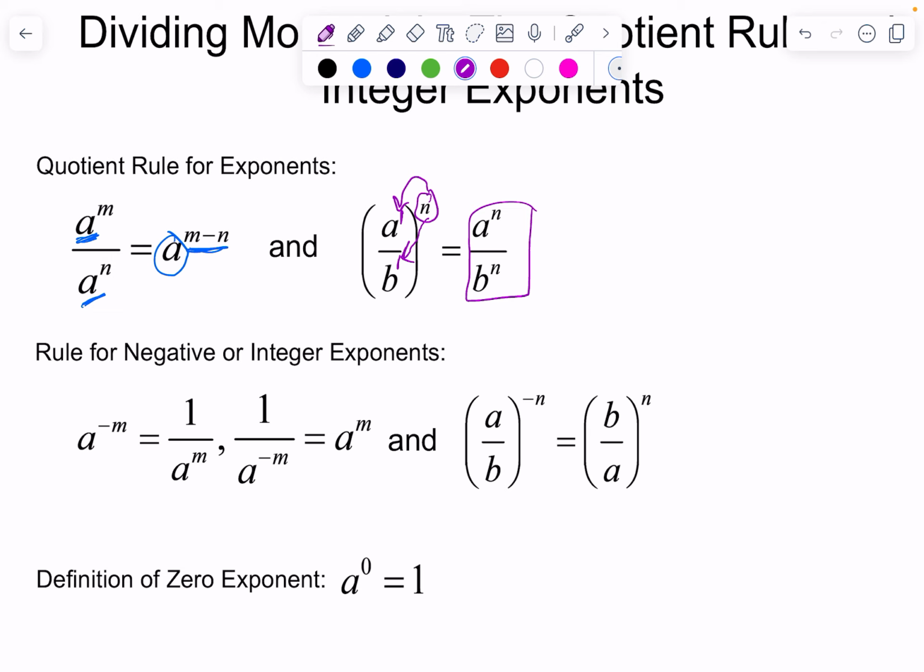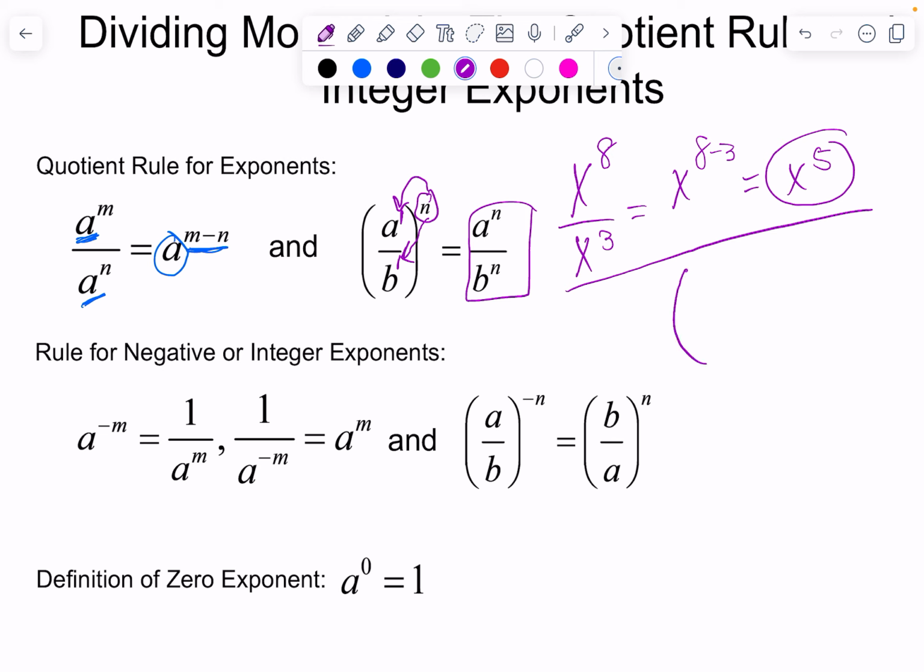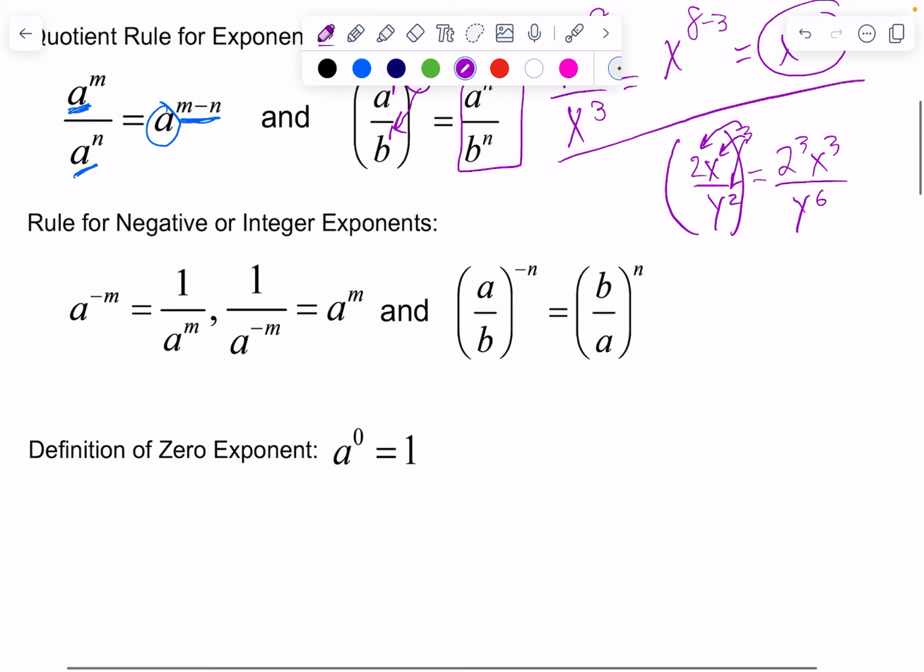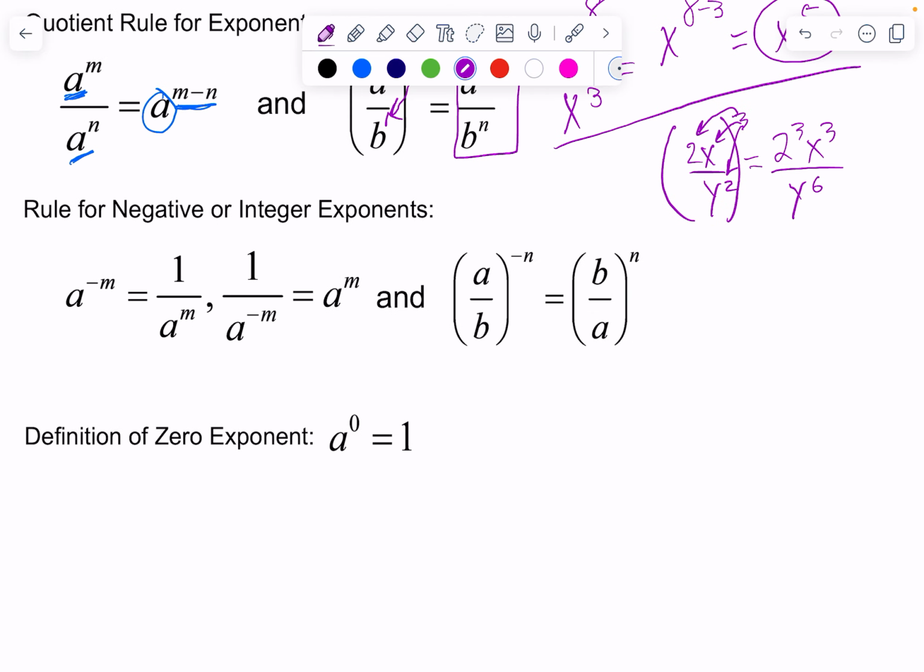So let's just give you a quick example. If I have x to the 8th power divided by x to the 3rd, this is going to give me x to the 8 minus 3, which equals x to the 5th power. All right. If I have, for example, 2x over y squared to the 3rd power, this is going to give me 2 to the 3rd power times x to the 3rd power over y to the 6th power, because I distributed that outside 3 to all of the exponents inside.